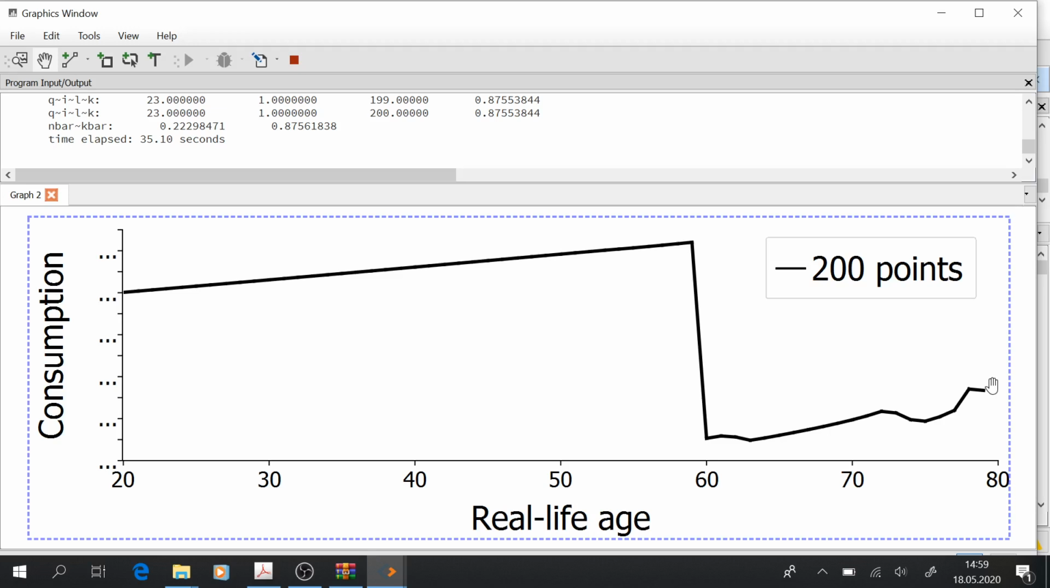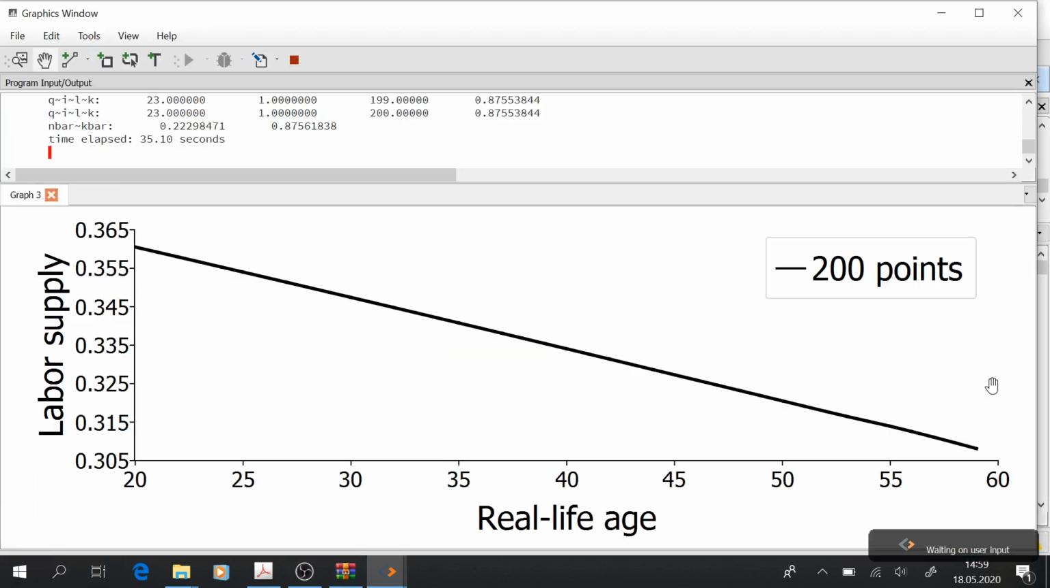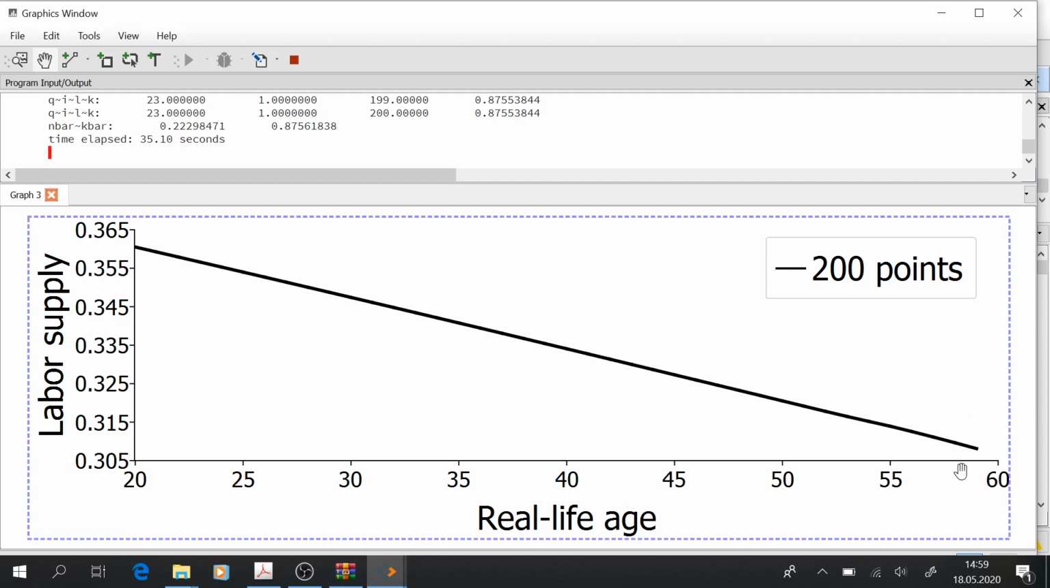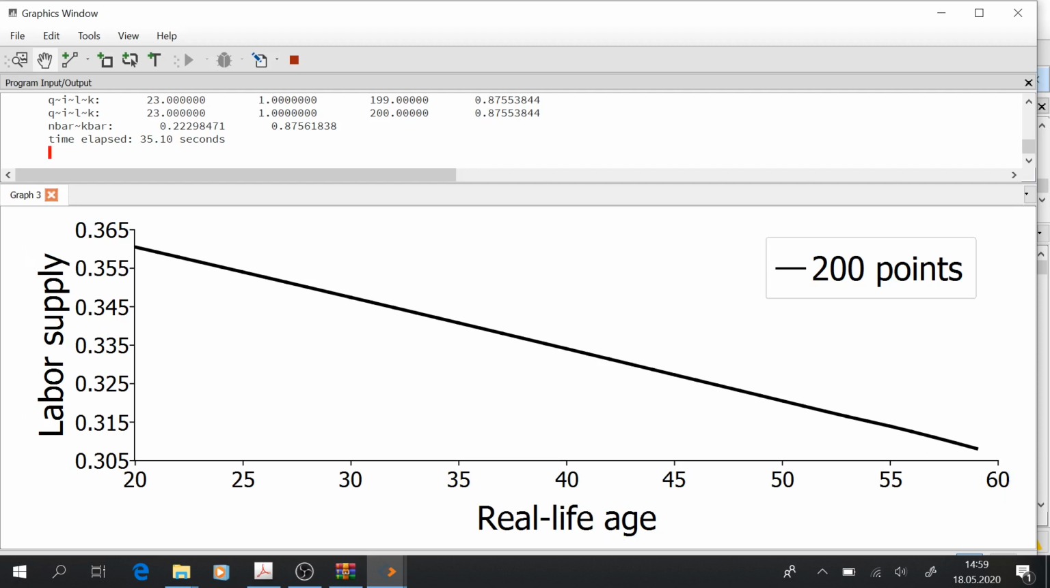Our illustration here, our figure points to the fact that our number of points, 200, is not large enough. We should choose a couple of more points, let's say 2000 or even more. And here's our labor supply, which is downward sloping over age, and it falls from 0.36 to 0.31, so approximately 0.35, 0.034 is the average labor supply over the lifetime. And these are our aggregate values.